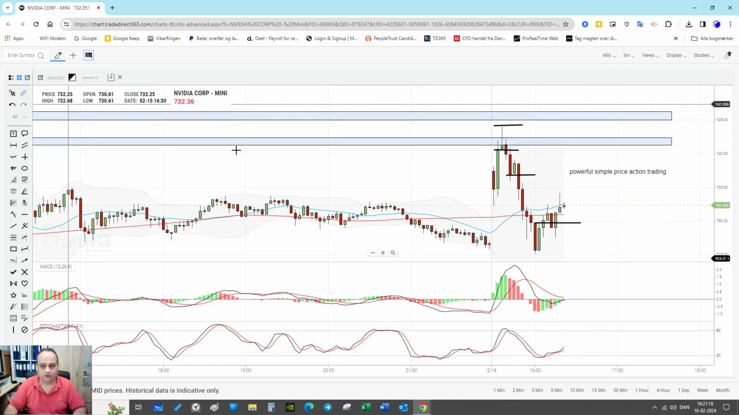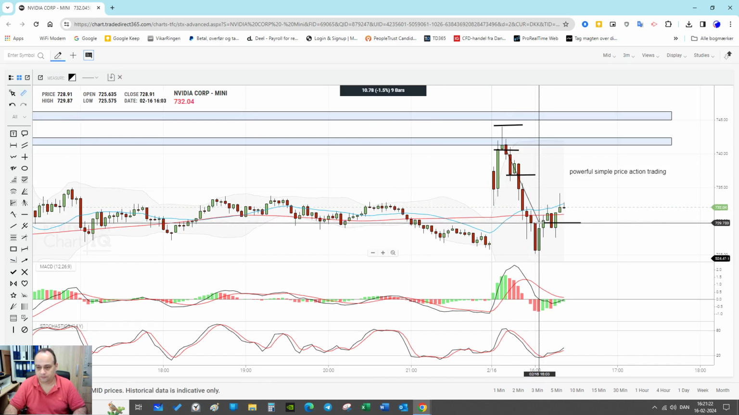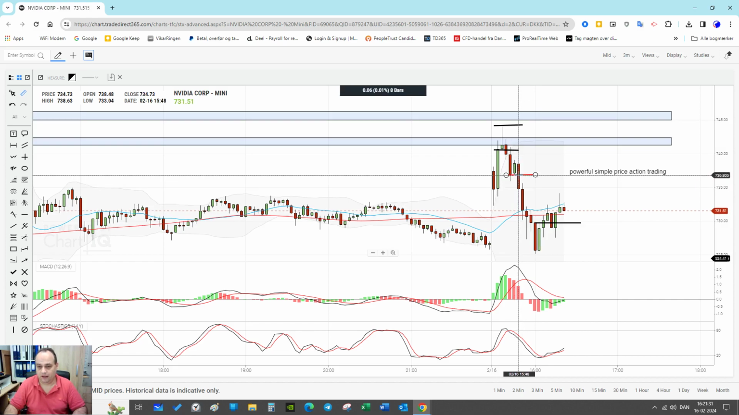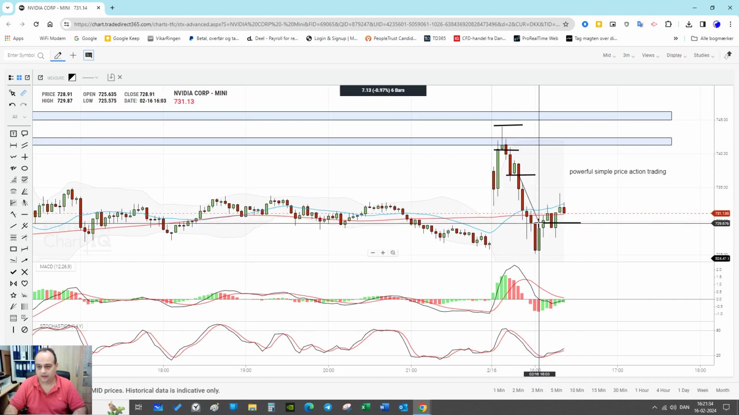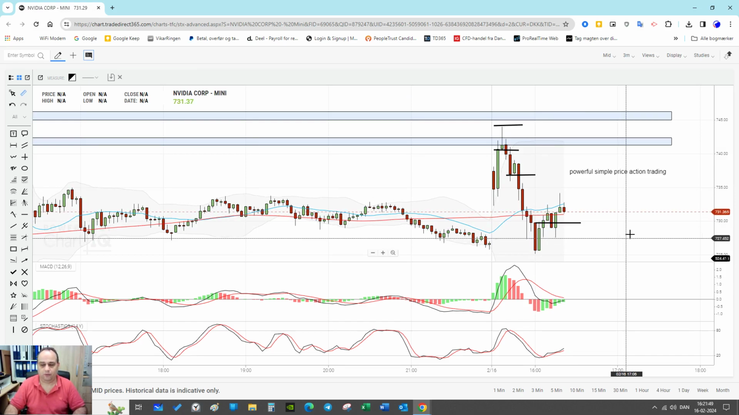So that means from the first short, you would have been making $10.78 in a matter of 9 bars, which is 3 minutes long, so that's 27 minutes. Plus, you will have made, in this case, around $77 in a matter of 6 bars, which is 3 minutes long, which is 18 minutes. So that would actually be a really, really nice trade to make. And it's only done with the powerful, simple price action trading.